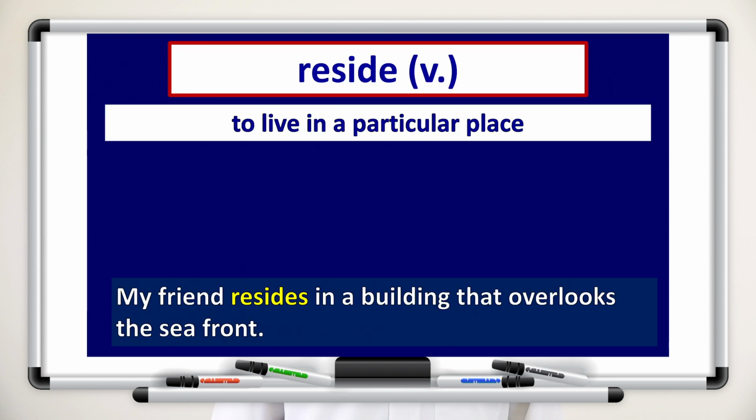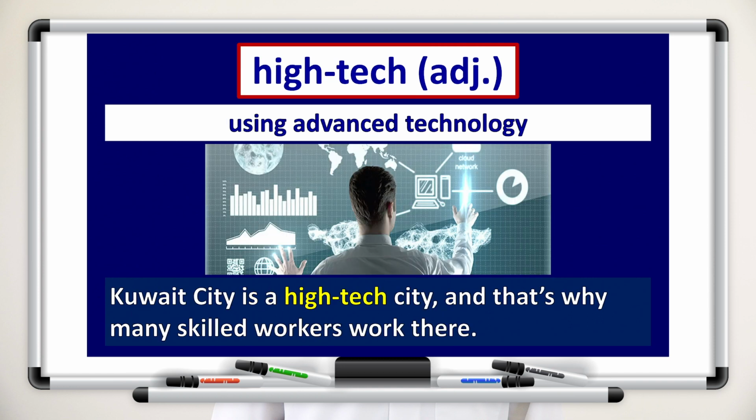Reside means to live in a particular place. My friend resides in a building that overlooks the seafront. And high-tech means using advanced technology. Kuwait City is a high-tech city, and that's why many skilled workers work there.